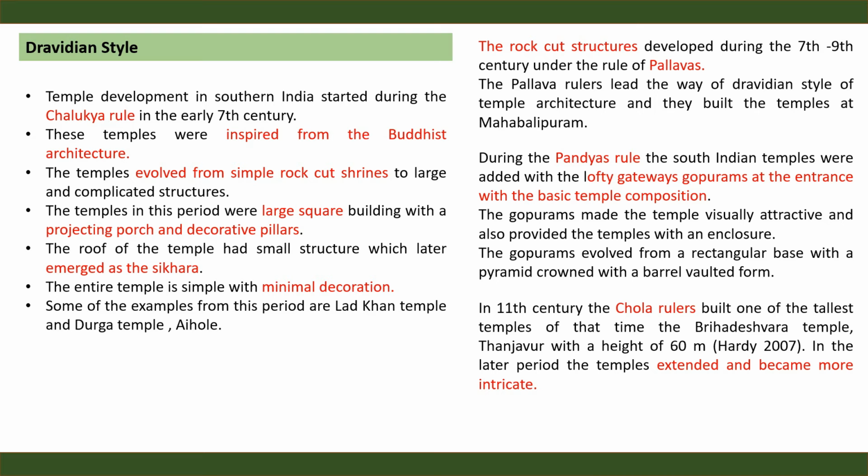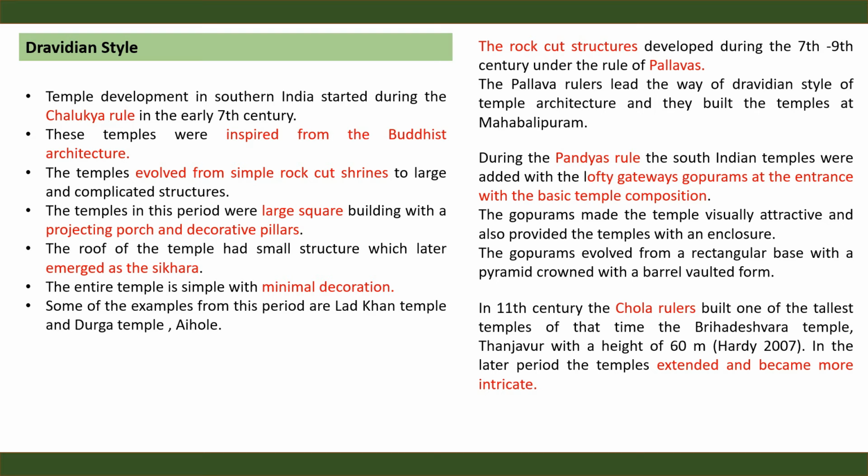Next is the rock-cut structures developed during the 7th-9th century under the rule of the Pallavas. This was the starting of Dravidian style. The Pallava rulers led the way of Dravidian style of temple architecture and they built the temples at Mahabalipuram.